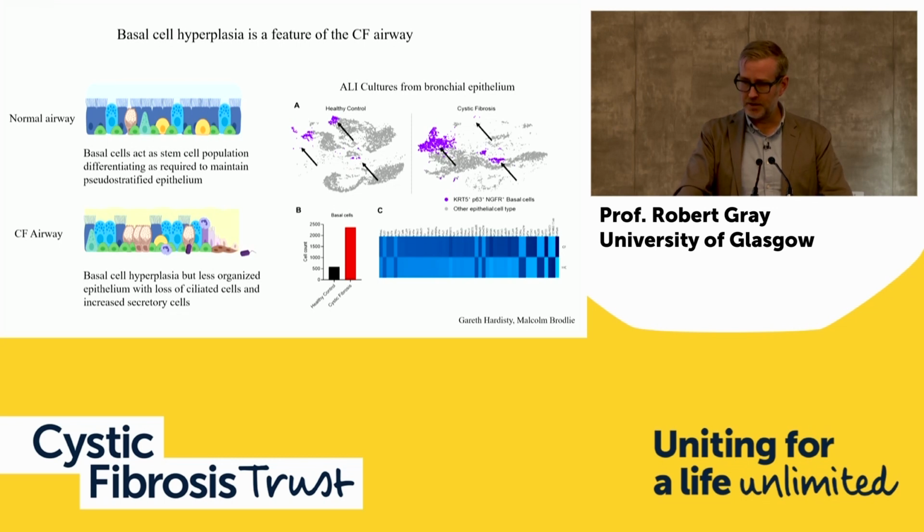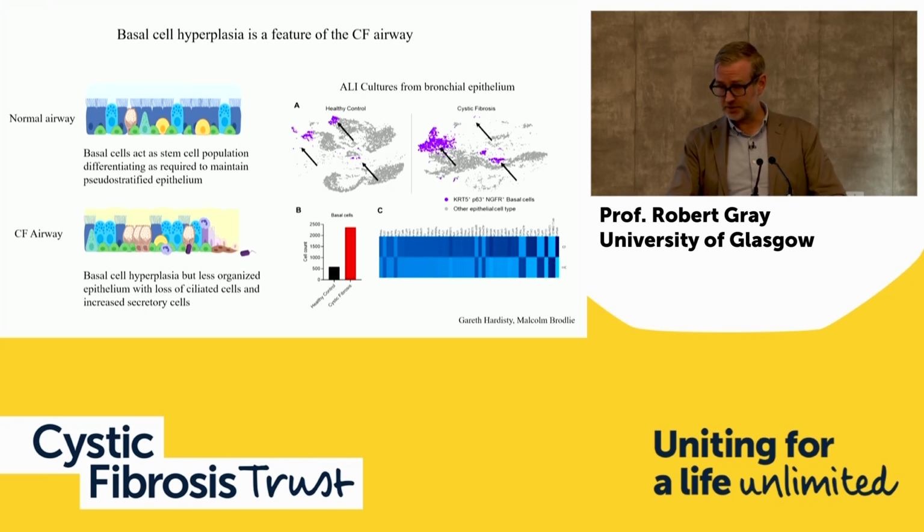And everyone here will probably be aware that we have a resident stem cell population in our lungs, or a resident population of cells that can act as stem cells. These are basal cells. And basal cells respond to injury when it occurs, migrate to the point of injury, and can differentiate into individual cell types.